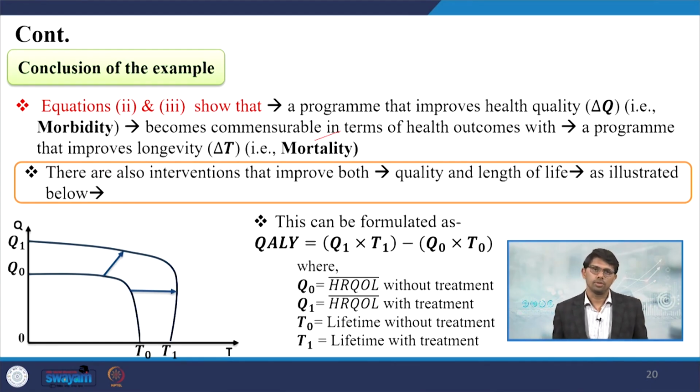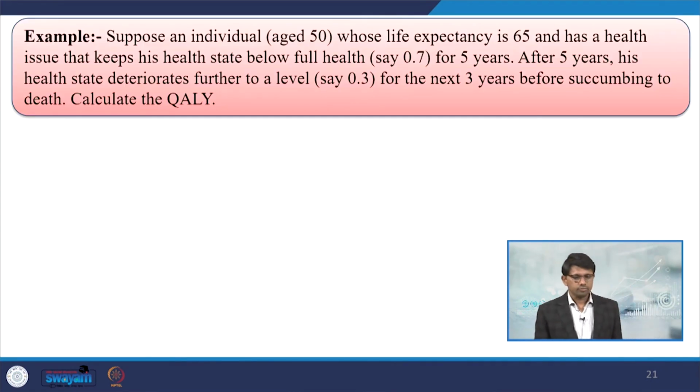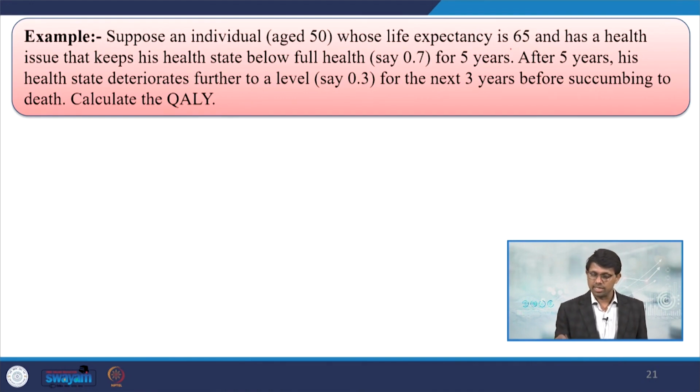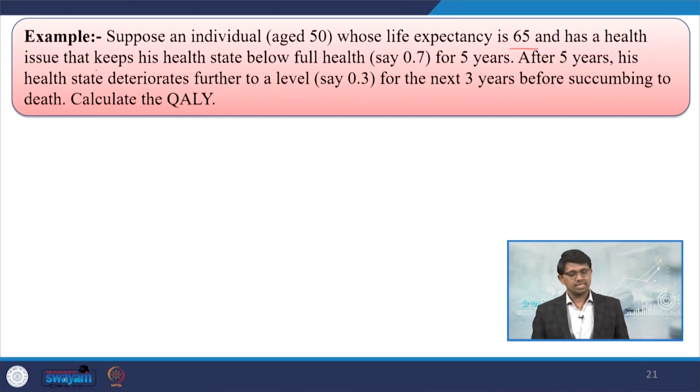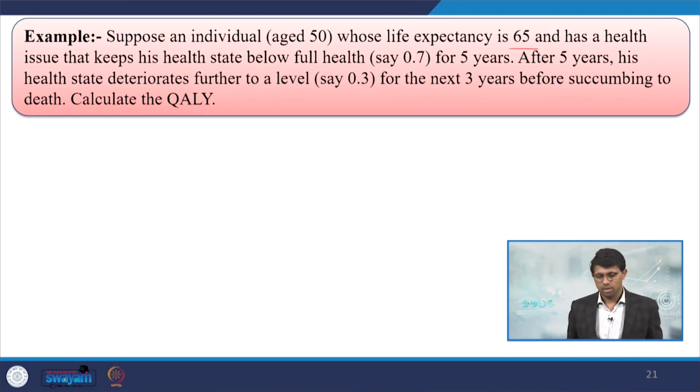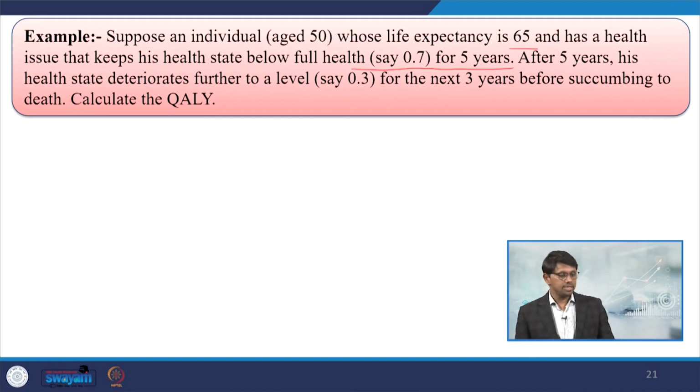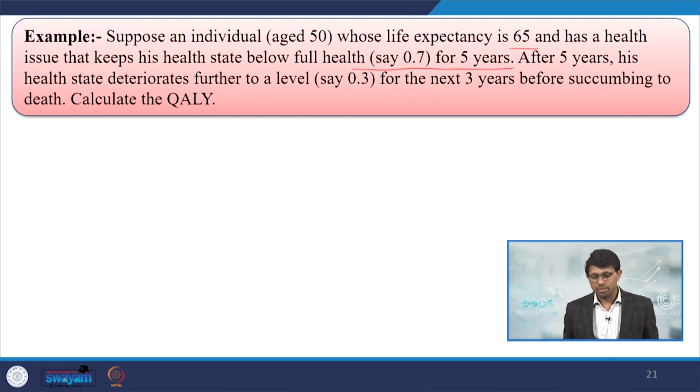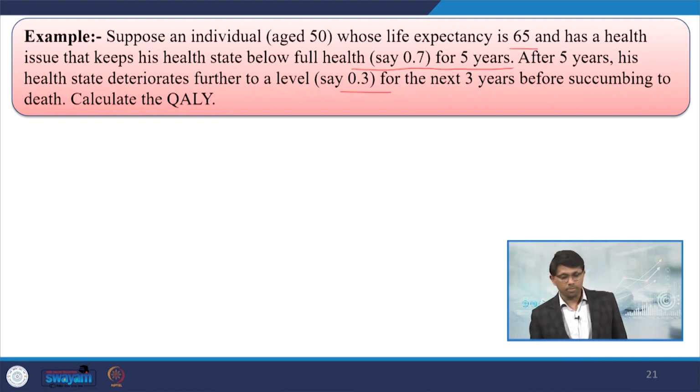Similarly, for the lifetime changes, we are giving an example here for your better clarity. Suppose an individual aged 50, whose life expectancy is 65, has a health issue that keeps his health state below full health, and let us say it is 0.7 for 5 years. After 5 years his health state deteriorates further to a level of 30%, or 0.3, for the next 3 years before succumbing to death.